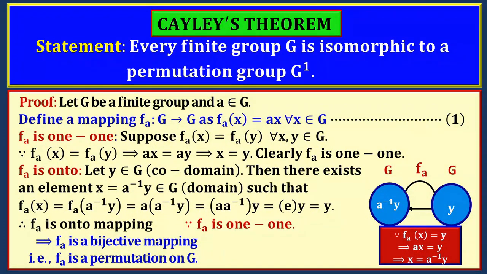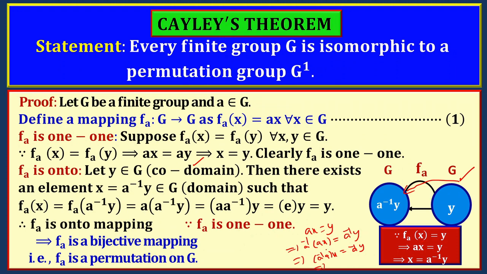This means f_a is one-one. Second one, f_a is onto mapping. Let y belongs to G. G is the codomain. By definition of onto mapping, every element in the codomain G has at least one pre-image element in the domain G. Since f_a of x is equal to y, by definition using 1, f_a of x is ax is equal to y. On both sides multiply with a inverse: a inverse ax is equal to a inverse y. By using associative property, a inverse a into x is equal to a inverse y.